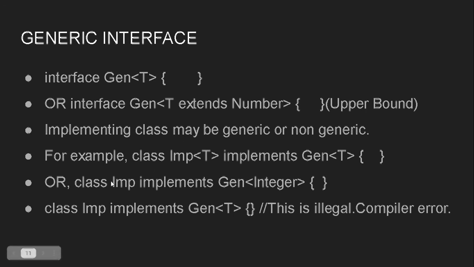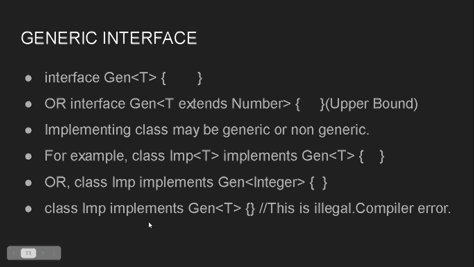The second way to implement this particular interface is to create a non-generic class Imp. Now remember, for Imp I am not specifying any type parameter here. That means this is non-generic in nature. Then after that we have implements Gen Integer. Why I'm writing Gen Integer is because if you look at the last point, it will get more clear to you.